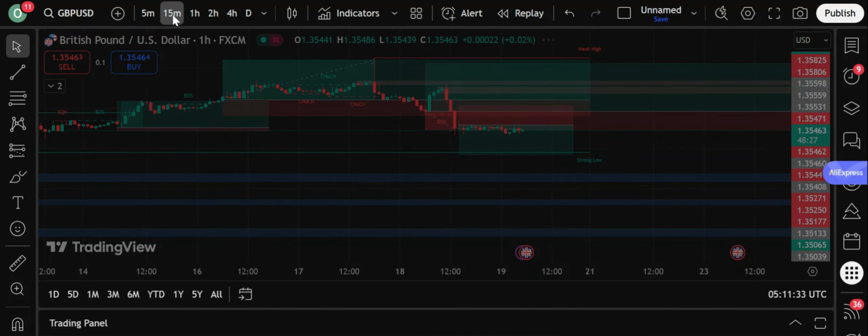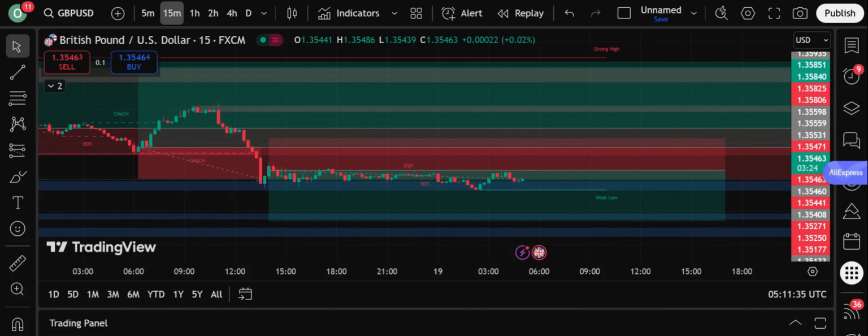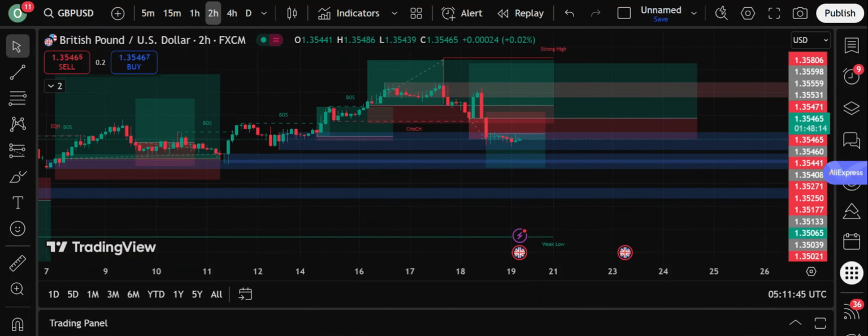Now to get a very clear view on the 15 minutes time frame, as you can see, we're having all this here. I'll come back to update you when this trade finally goes in.